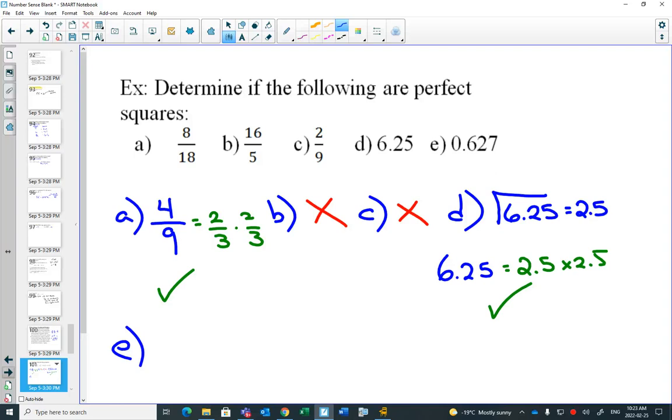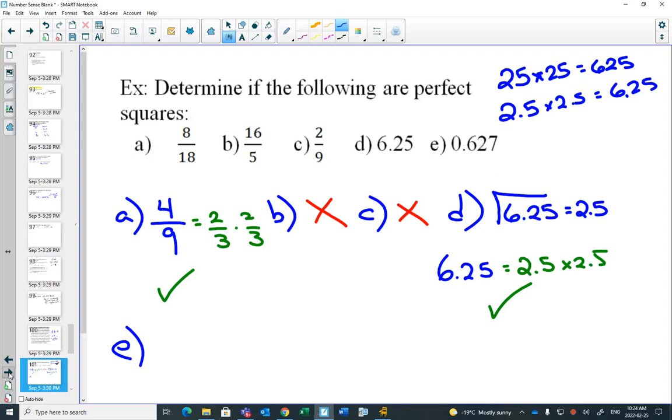0.5 times 0.5 is 0.25. Interestingly, 25 times 25 is 625. 2.5 times 2.5 has the same numbers. Do you know the trick for multiplying decimals? This has 1 decimal. This has 1 decimal. Your answer needs to have 2 decimals. Add them up. So the answers work out to be the same, but you have 2 decimals.